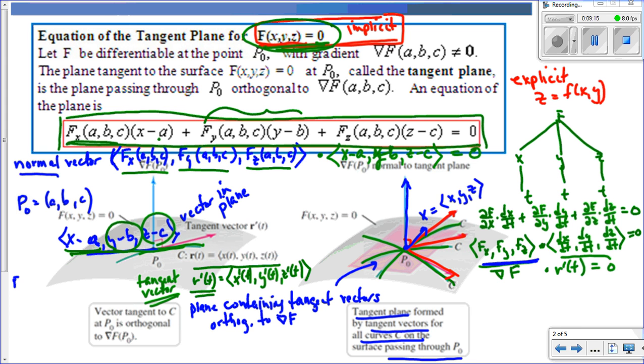It's real simple to get. Get your point, a, b, c, get your gradient at that point. So here's the first component of the gradient evaluated at a, b, c, the second component of the gradient, and the third component of the gradient, and then just multiply by x minus a, y minus b, z minus c, and that product has to be 0.